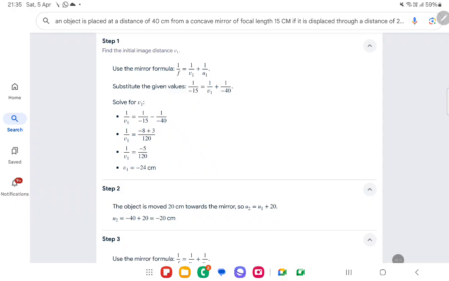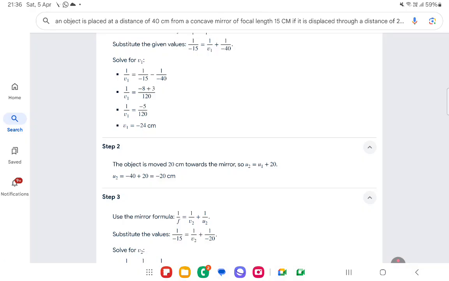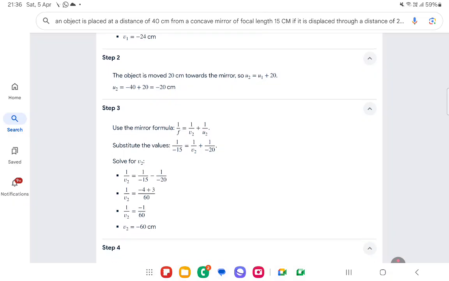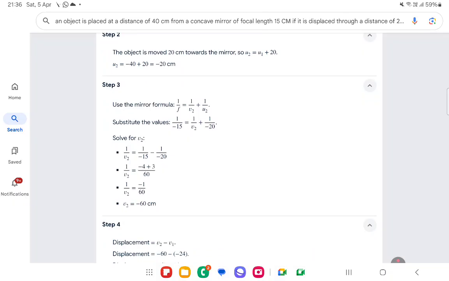So in the sum, you just write the mirror formula: 1 by f is equal to 1 by v plus 1 by u. You know that the focal length is minus 15 and the object distance initially is minus 40, with which you find v1, which is minus 24 centimeter. Now the object is moved by 20 centimeter towards the mirror, so your new object distance is minus 20. In the second part of the sum, you know the focal length and the new object distance, so find the final image distance, v2, which is minus 60 centimeter.